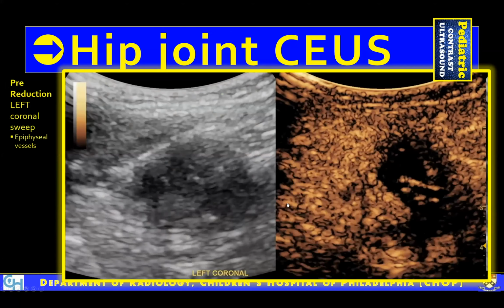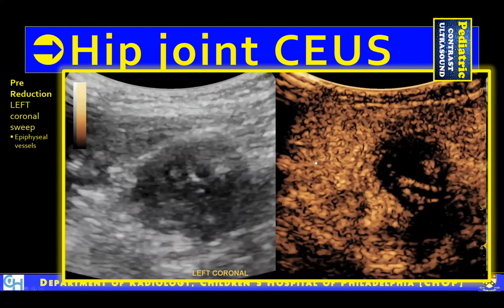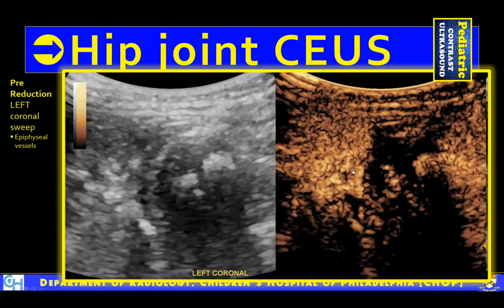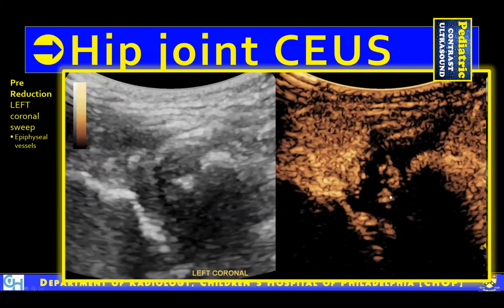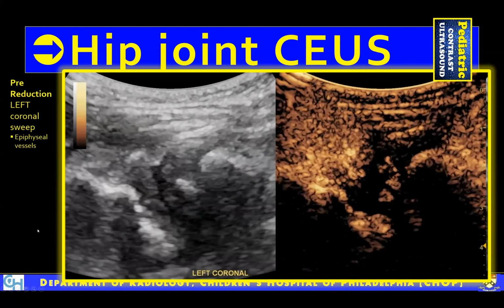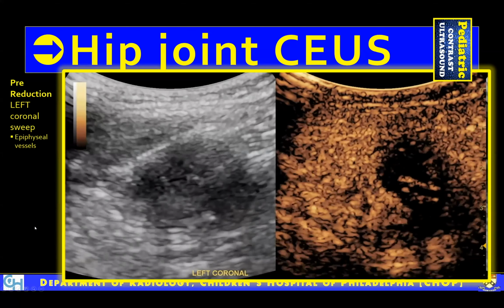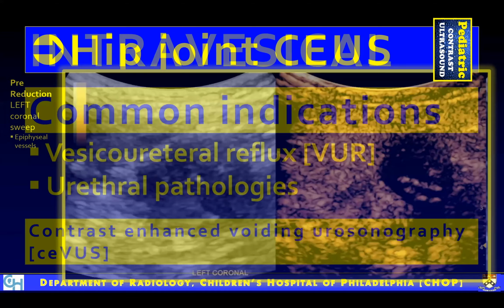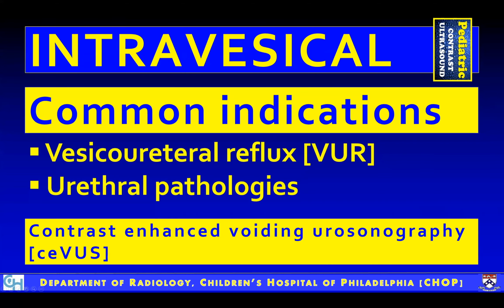This shows you when you do a sweep, first you do it at one site and then you do a sweep, and you can see more of the epiphyseal vessels within the femoral head. So you can tell the orthopedic surgeon that's fine, and the patient can go.